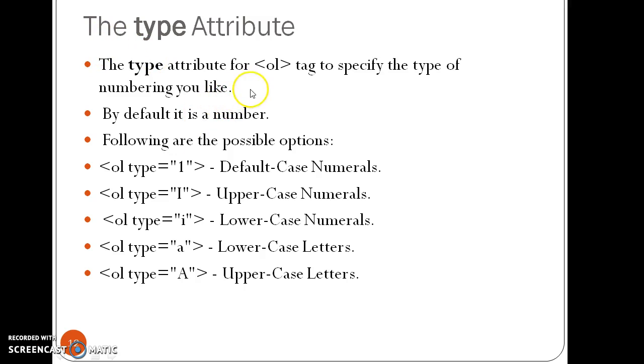Here also you have the type attribute for the OL tag. By default you get numerical numbers. You can select different types: the default case is numericals 1, 2, 3, another category is small case Roman letters, or you can list the items with alphabets like A, B, C, D, lowercase a, b, c, d. It's our wish. It depends upon the style of the list.